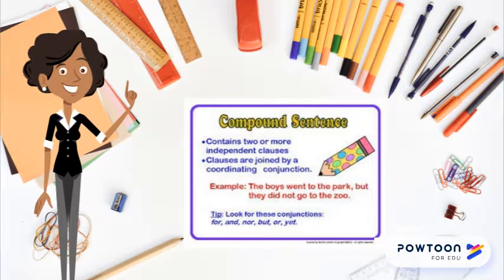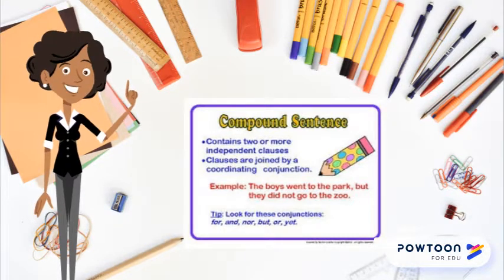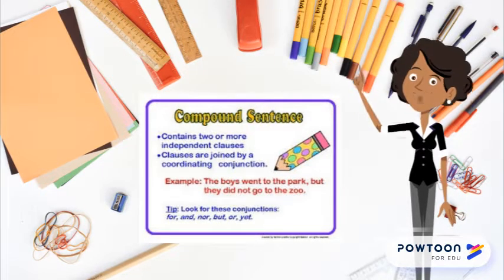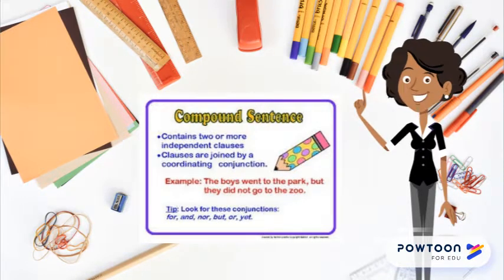Compound sentence. It contains two or more independent clauses. Clauses are joined by a coordinating conjunction. Example, the boys went to the park, but they did not go to the zoo. Here's a tip, wizards. Look for these conjunctions: for, and, nor, but, or, yet.